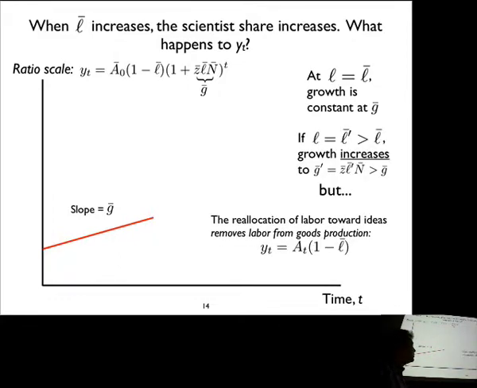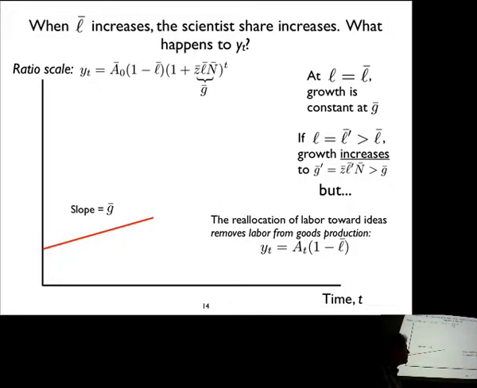So there's this story that the growth rate increases. What's happening is there's reallocation of labor toward ideas, and it removes labor from goods production. It takes farmers out of the fields and puts them in a little white lab coat with little Poindexter eyeglasses and all that stuff, right? And so they become scientists. And what that means is that they are no longer producing farming goods. And that's bad for farm production.